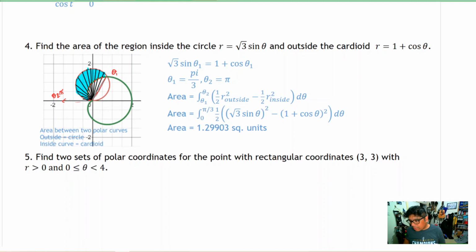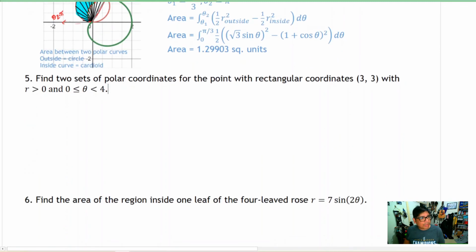So this brings us to number 5, the last one we're going to do in this video. We want to find two sets of polar coordinates with rectangular coordinates 3, 3. We also want the radius to be positive, and we want our theta to be between 0 and 4. Now the first thing we're going to do is find our radius. Our radius is the square root of x squared plus y squared. Square root of 3 squared plus 3 squared. That's just 3 square root of 2.